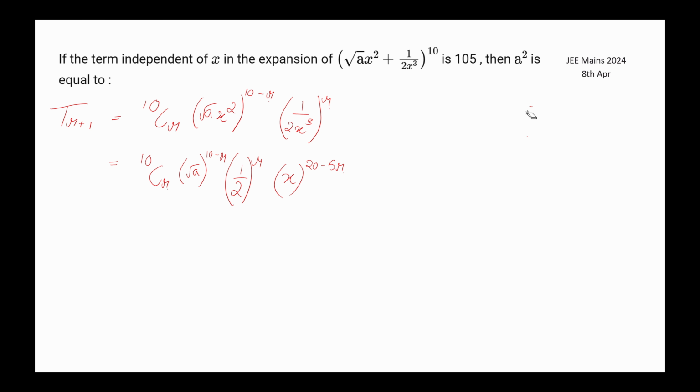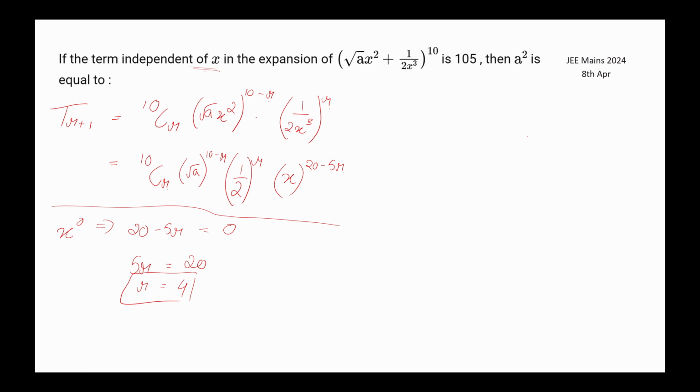Now, since we've segregated all these terms, what do we have to find out? We have to find out the term which is independent of x. That means the power of x has to be 0 if we are finding out the independent term. So we can say that 20 minus 5r should be equal to 0. And for this, 5r becomes 20, and our r becomes 4. So for r equal to 4, our term is independent of x.